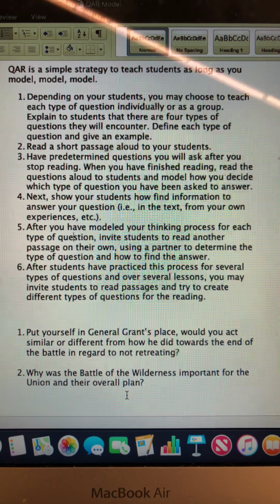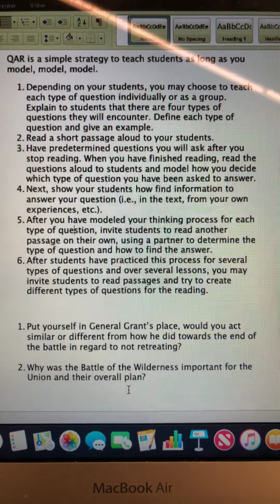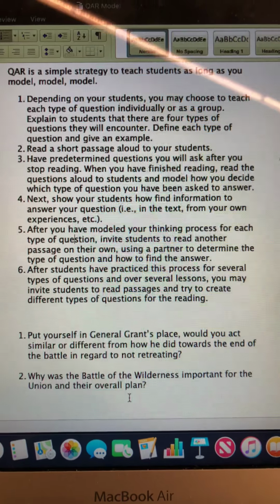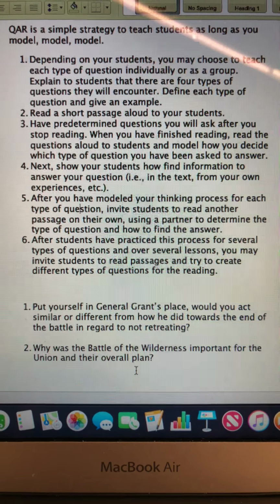This I chose as number 3. It's the author and you. So based on the information provided, talking about General Grant, how are you going to relate this to your own experience? I'm asking how would you act in his situation?